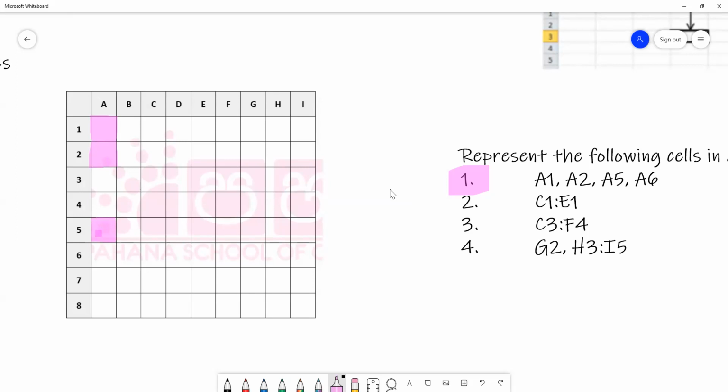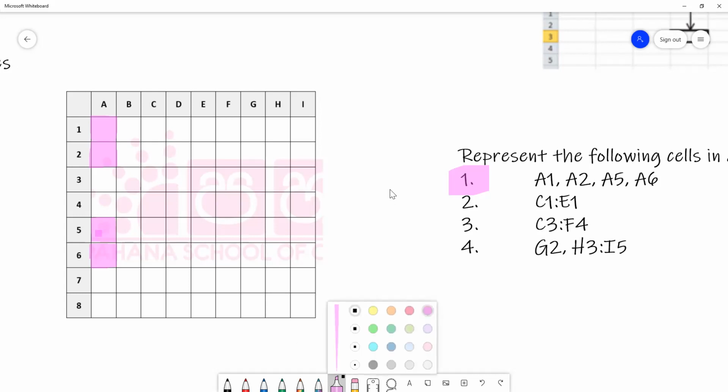Right? And then we have A6. Right. If you're not taken down, please take down this.